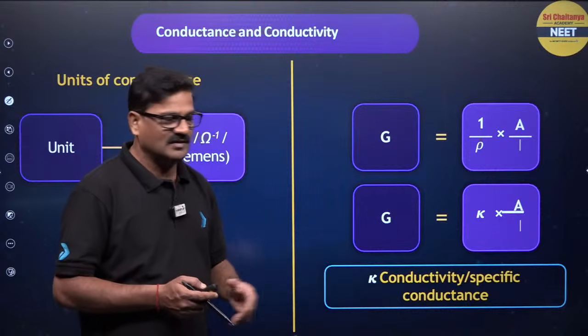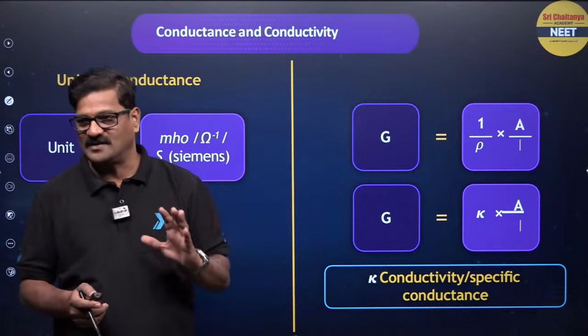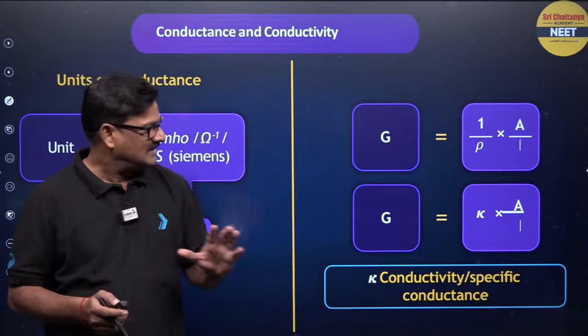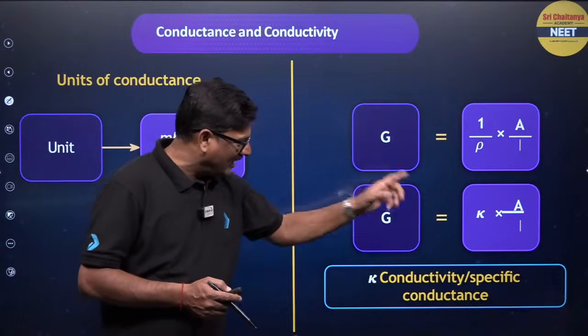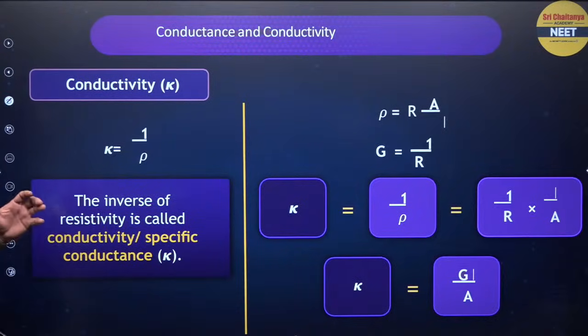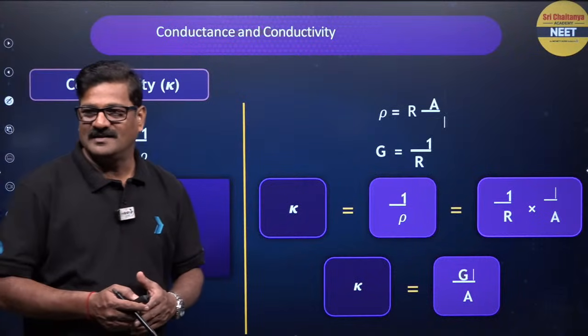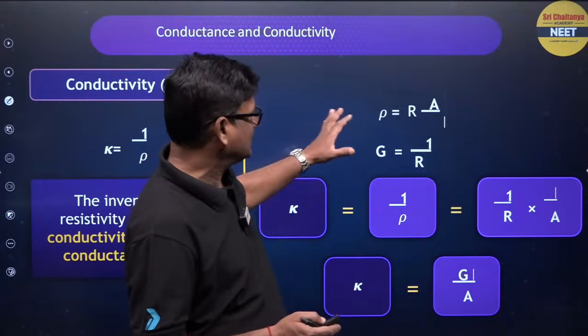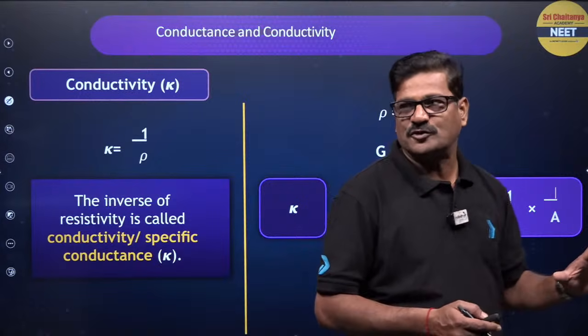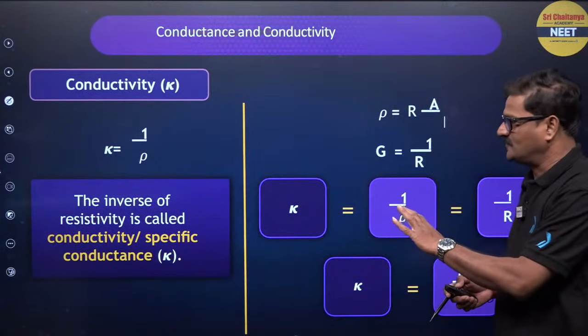K is called conductivity or specific conductance, right? And A by L is the cell constant, so you can say G star. So these are all the formulas, just a short recap, but your time is very less so I don't want to give more emphasis.